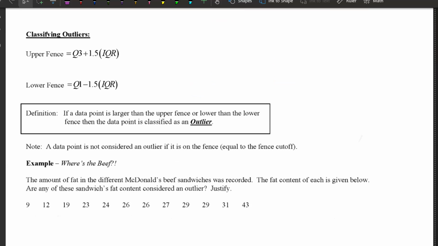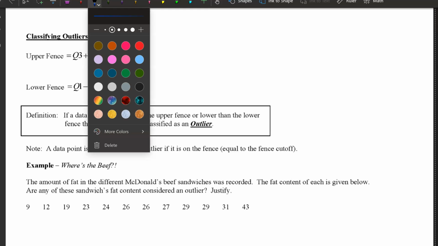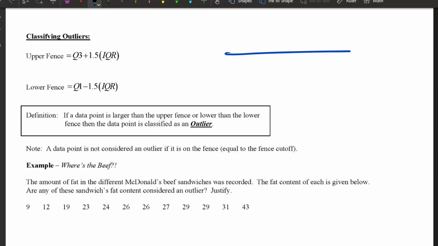All right, so let's talk about classifying outliers. So if I gave you a data set and put a data point out here and asked you, does this look like an outlier or an unusually large value? I'm pretty certain you would say yes. And if I put that data point right there, I'm pretty sure you would say no. So the question then is, where?